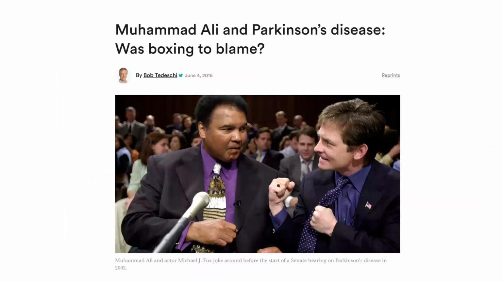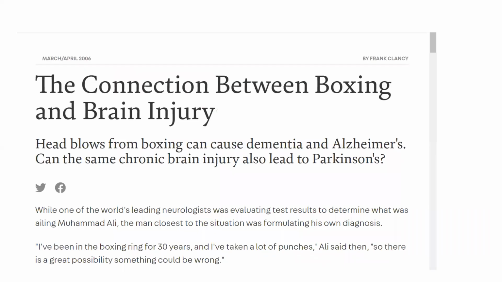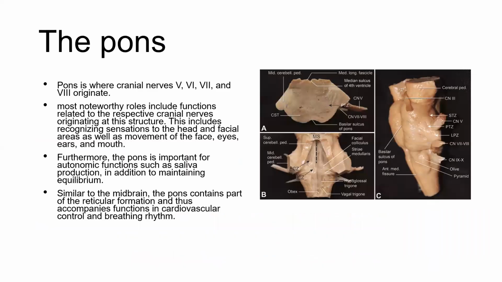So again, you can see over here Muhammad Ali, who suffered from Parkinson's disease, along with Michael J. Fox, who is also struggling with Parkinson's disease. They say that there is some affiliation with boxing and repeated blows to the head that may lead to Parkinson's. There's a connection between boxing and brain injury. Head blows from boxing can cause dementia and Alzheimer's. Can the same chronic brain injury also lead to Parkinson's disease? It is a question over here.